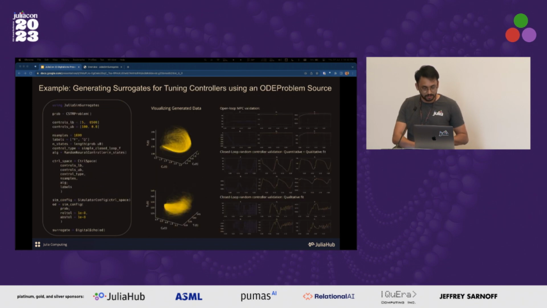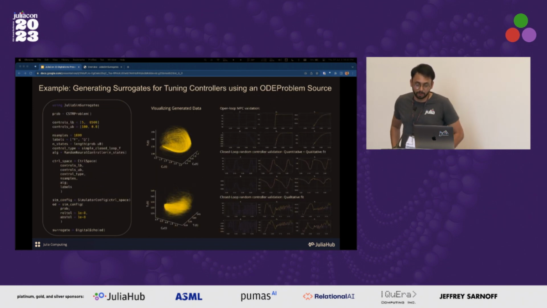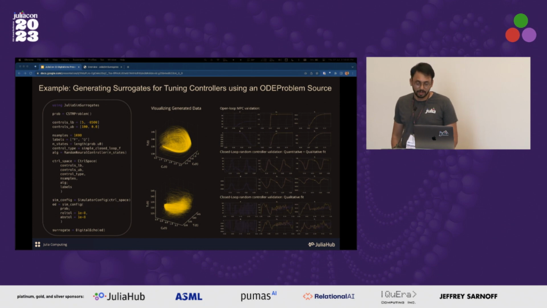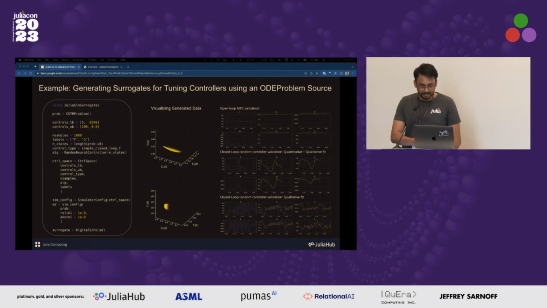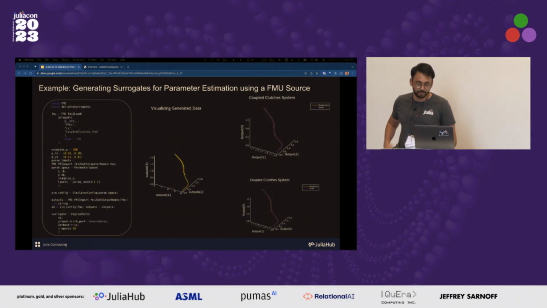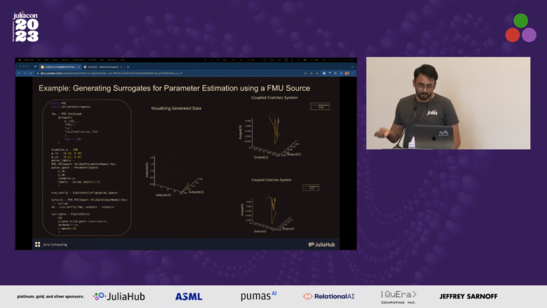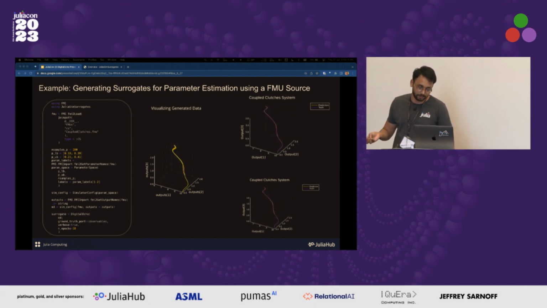So the first example was using an ODE problem source. As I said, we allow importing models from various sources, including ODE problems from MTK. And the second example you see here is from an FMU source, right? And the API remains almost the same. Instead of plugging in an ODE problem, you'll be plugging in a path to an FMU. So your workflow is unaltered, irrespective of the source. And you can see here that it's again the same thing, where you specify the data gen, and the training is taken care of.